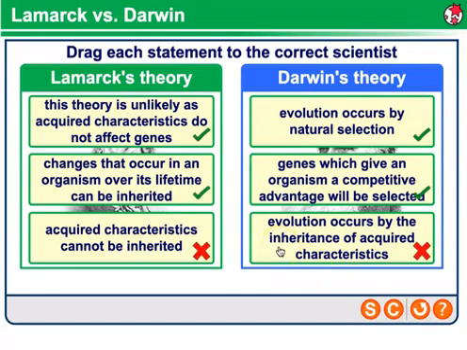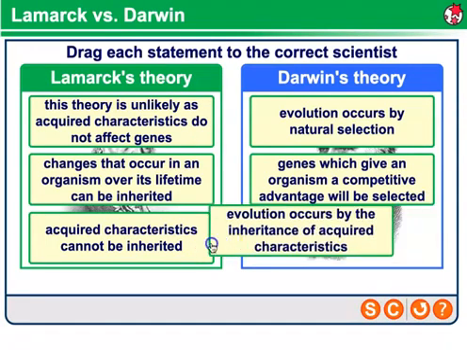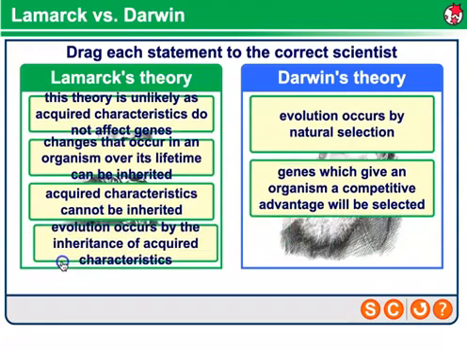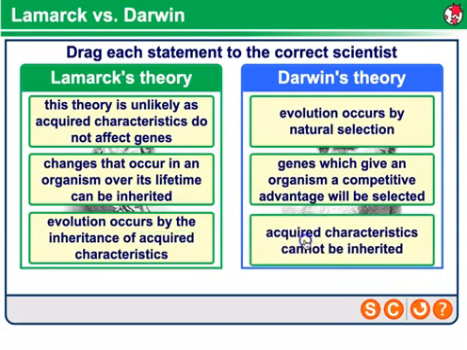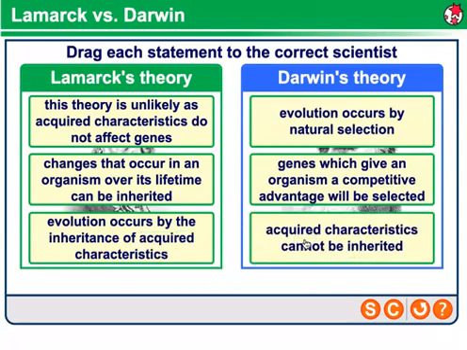It looks like we flip-flopped 2 of them. Evolution occurs by the inheritance of acquired characteristics should have gone over in Lamarck. And acquired characteristics cannot be inherited should have gone over in Darwin's ideas.